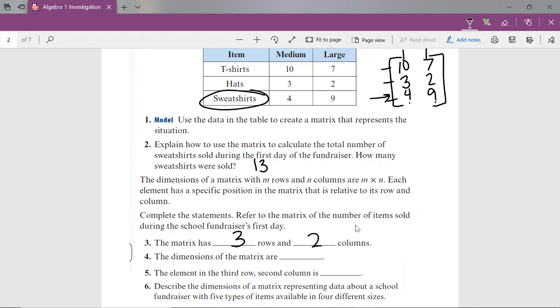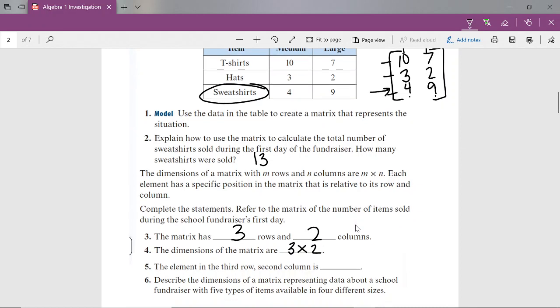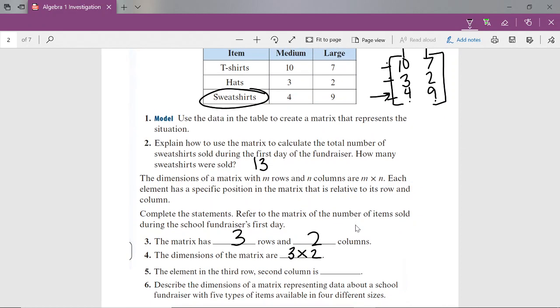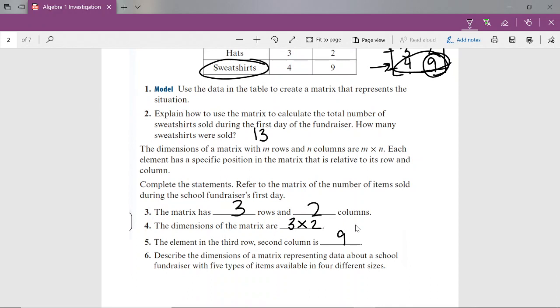So the dimensions of the matrix, well, I do rows and then columns, so it's a 3 by 2 matrix. And then it asks for the element in the third row, so 1, 2, 3, so I'm in this row. And second column, okay, so 1, 2, I'm in the second column, is 9. So that refers to those 9 sweatshirts that were large that were bought the first day.